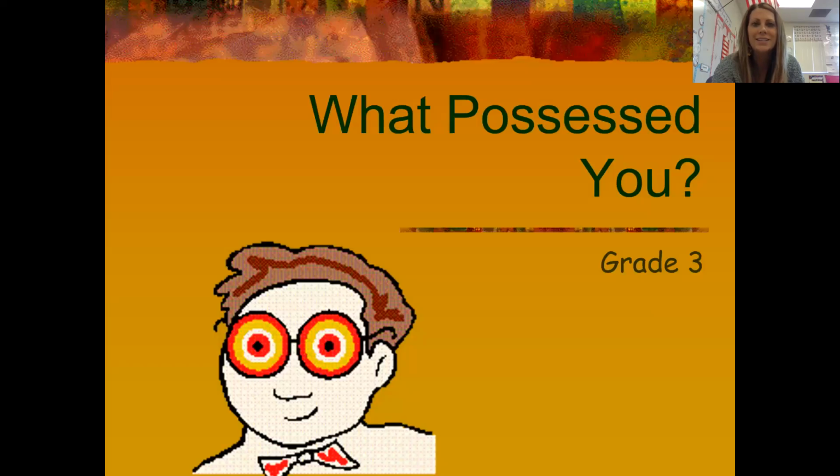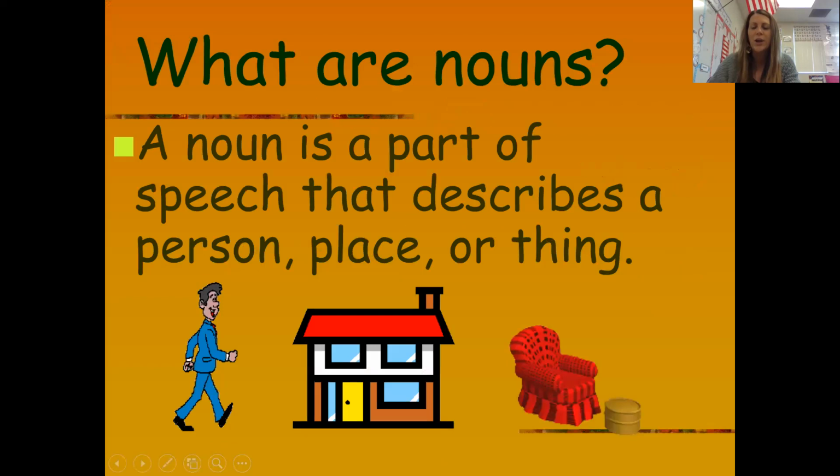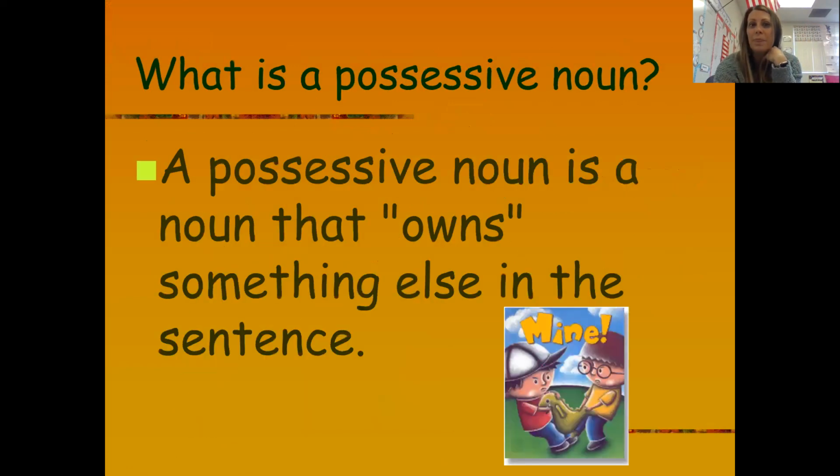What is a possessive noun? Well, like I said before, you should know what a noun is. That should be something very familiar to us. A noun is a part of speech that describes a person, a place, a thing. Sometimes we say animal or an idea, okay? But what's a possessive noun? A possessive noun is a noun that owns something else in the sentence.